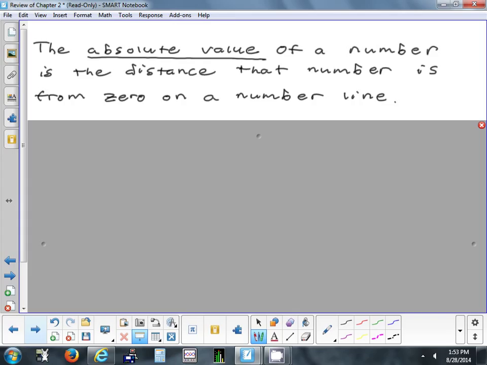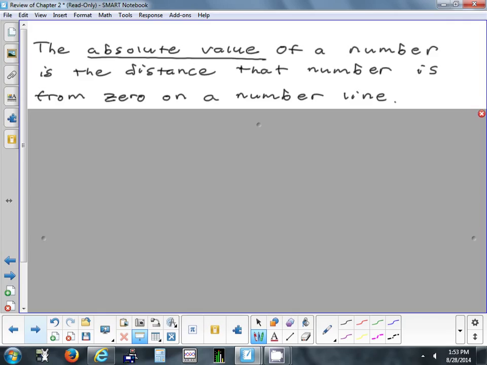Absolute value. How many people have seen that before? Absolute value, basically, measures how far away a number is from 0. That's it. The biggest thing about absolute value, you can do it in 3 words: the distance from 0. It's like we talked about in a couple slides prior to this. That's all it is, the distance from 0.